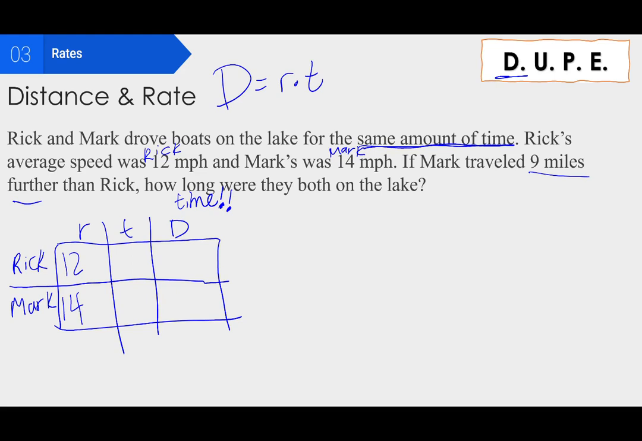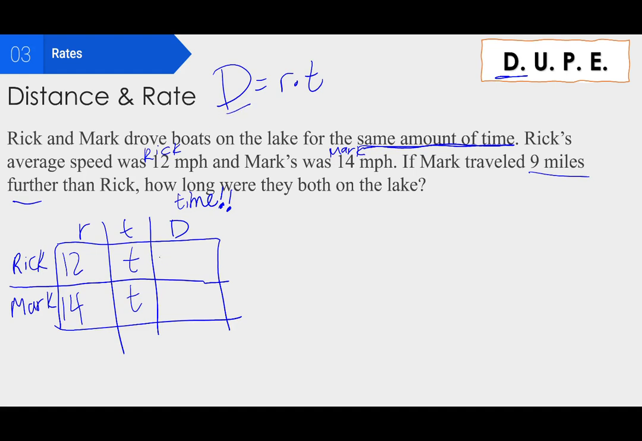We know from the first sentence that they traveled the same amount of time. We just don't know what that time was. So I'm going to put T and T there. Okay. And now distance is also unknown, but we can put it in terms of the variable T. So we're going to do our formula.